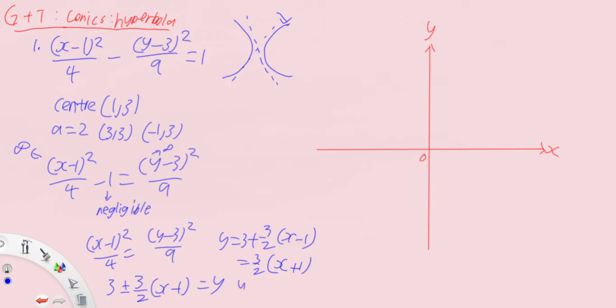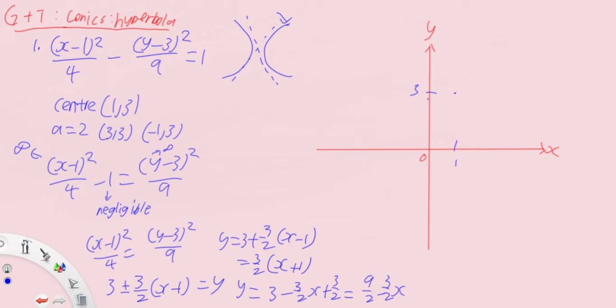We then have the other asymptote, which is 3 minus 3 over 2 x plus 3 over 2, which gives us 9 over 2 minus 3 over 2 x. Alright, this one will be 3 over 2 x plus 3 over 2. So we know that the center is at (1, 3), so let's denote that center first. Let's say this is 3 and this is 1, our center would be here.